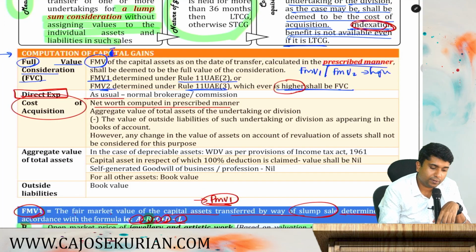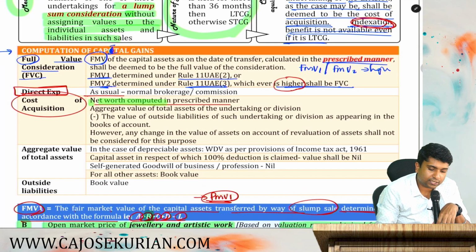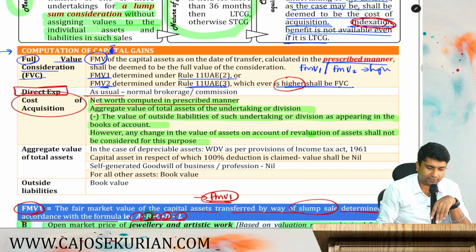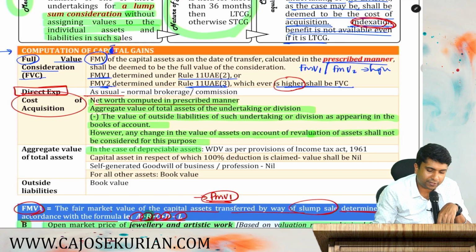So let's go back to the theory, friends. Net worth computed in prescribed manner. How do you compute net worth? Aggregate value of total assets of the undertaking or division, less the value of outside liability of the undertaking or division as appearing in the books of accounts. However, any change in the value of asset on account of revaluation of asset shall not be considered for this purpose. Now, in the case of depreciable asset, WDV value as per IT Act.